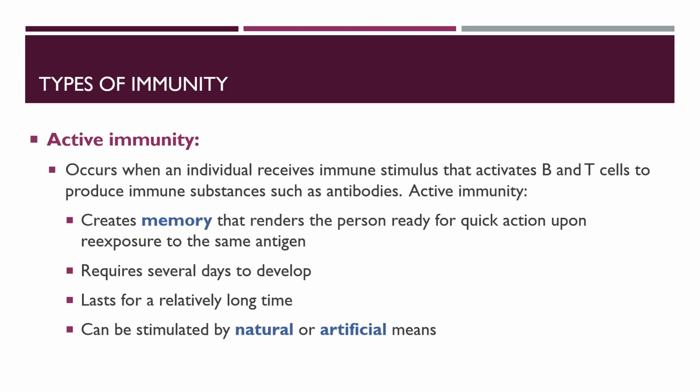Active immunity occurs when an individual receives immune stimulus that activates the B cells and the T cells to produce immune substances such as antibodies. Active immunity is what creates memory cells that render the person ready for quick action anytime you're re-exposed to that same antigen. It requires several days to develop. It lasts for a relatively long period, sometimes a lifetime, and it can be stimulated by both natural and artificial means.